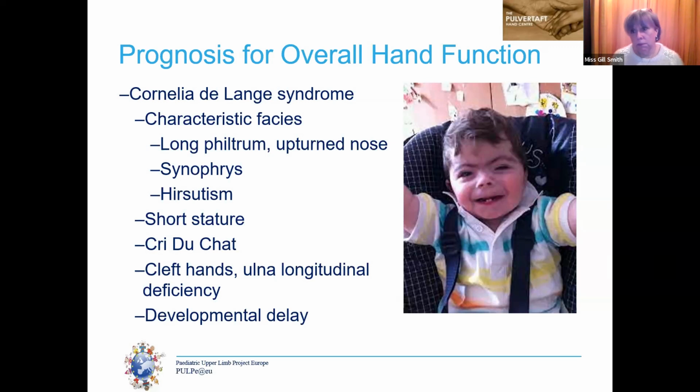And again, it may not be appropriate to be considering surgery unless you can do something that's going to make a major functional difference, but you're probably not going to. And they most commonly have cleft hands or an ulnar longitudinal deficiency.